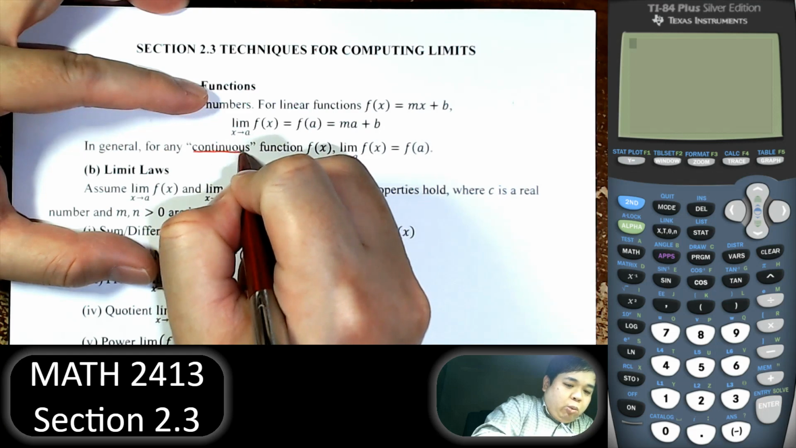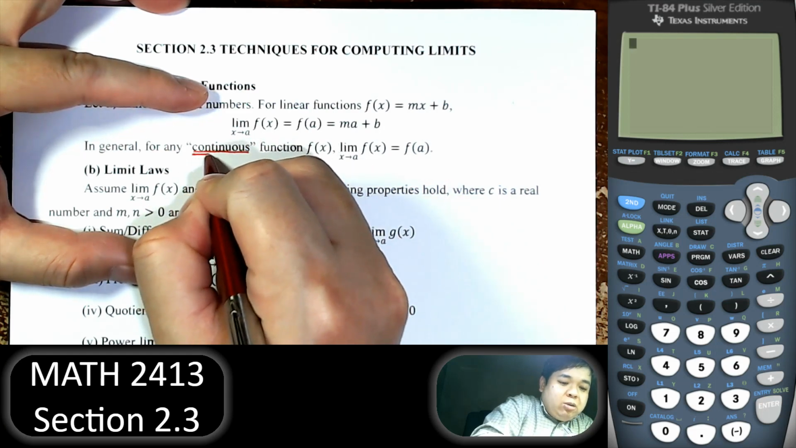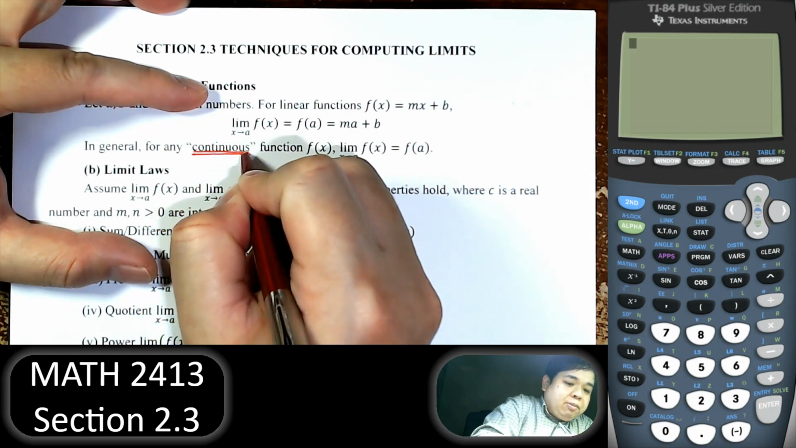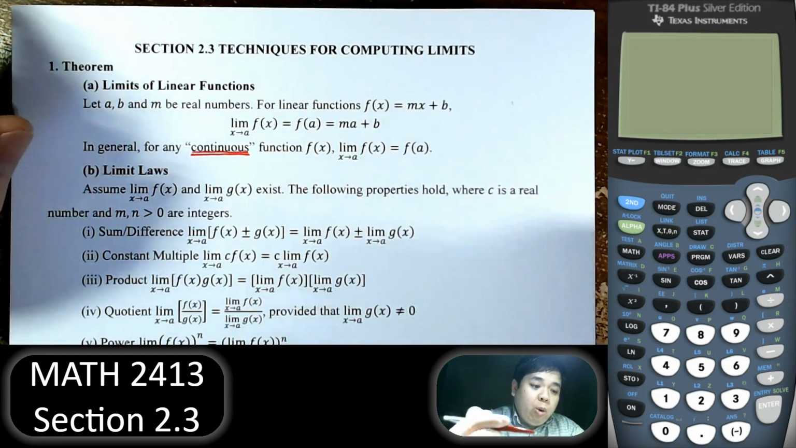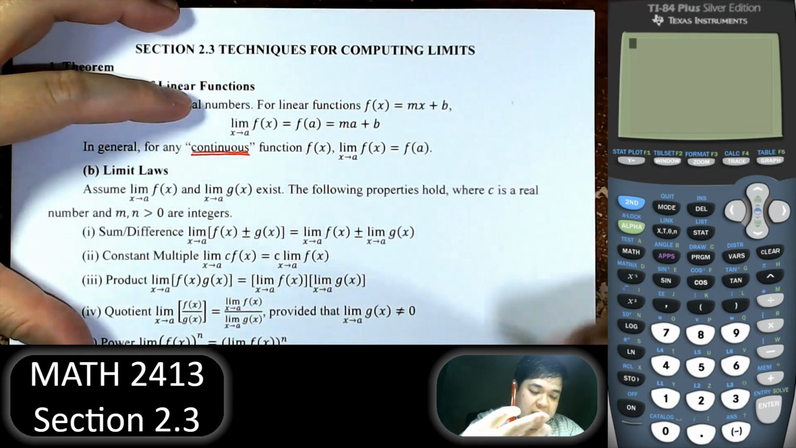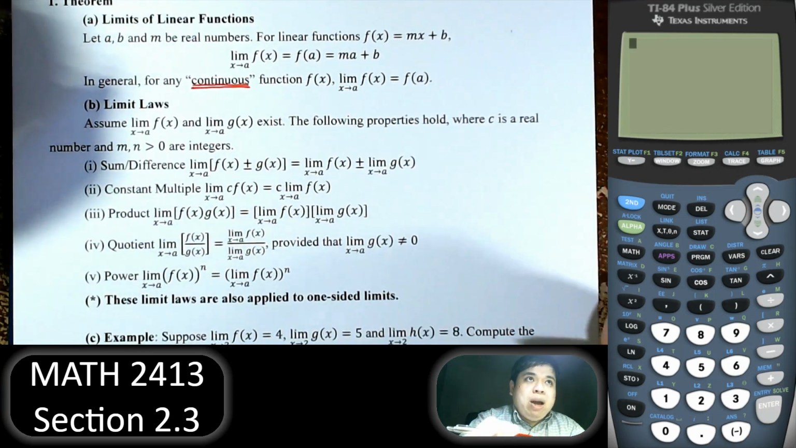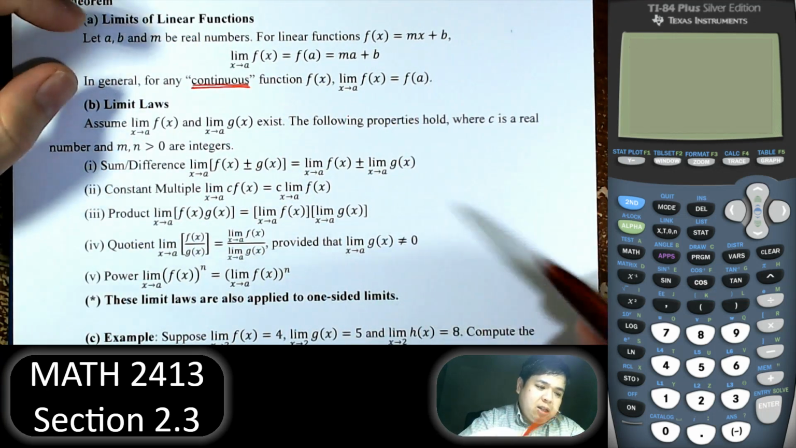Of course, we'll define a continuous function in terms of the limit. That is in section 2.6. We'll get back to that. Before we go there, these are some basic properties of limits.